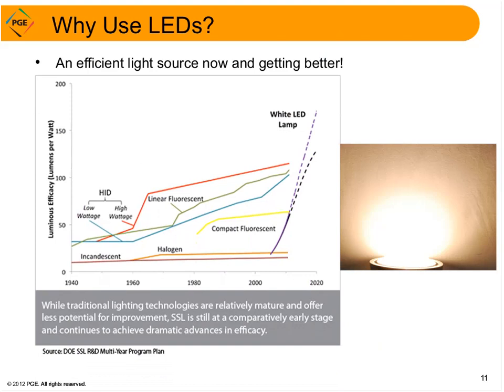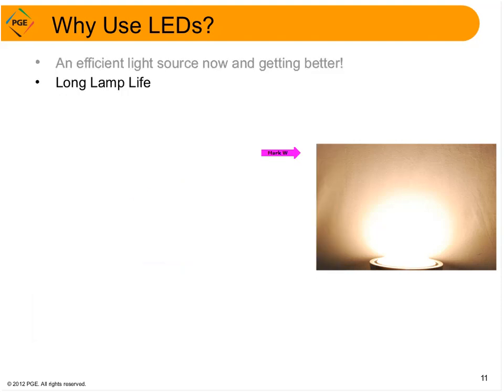So why should we use LEDs? Well, one of the main reasons is because they produce light efficiently. This chart shows the recent development of LEDs and their potential for improvement in the near future. Here you can see other light sources when they came on the scene and the improvements that were made. LEDs came on the scene real recently, and we're seeing a very rapid rise in their efficiency. One of the reasons we want to use LEDs is they can have a very long lamp life, even 100,000 hours or more.